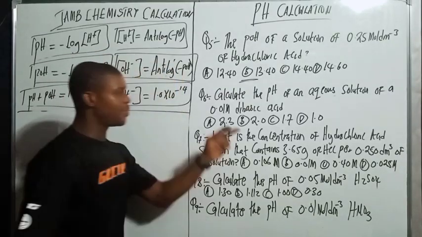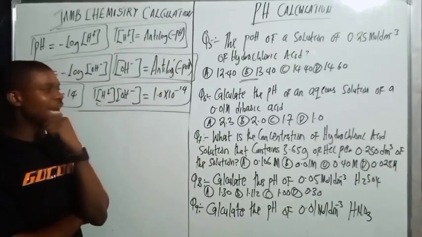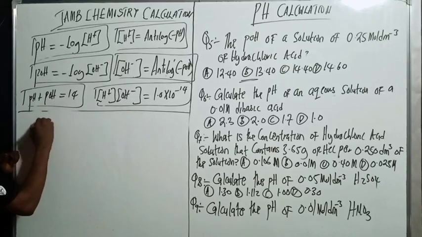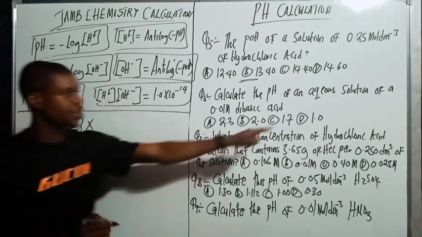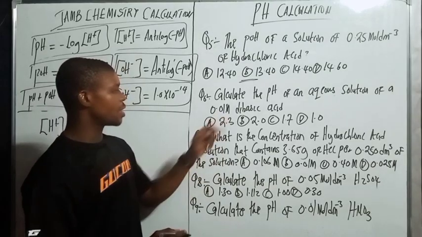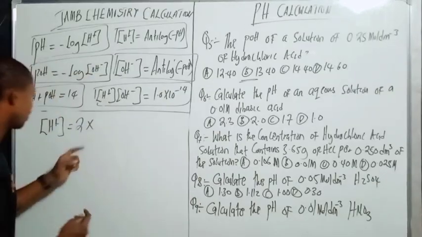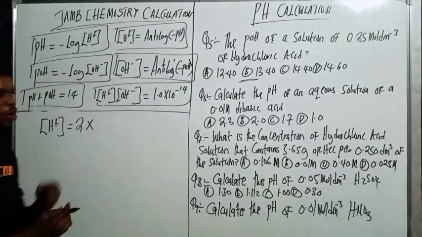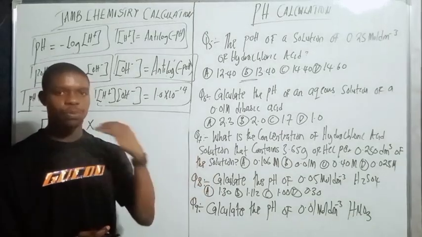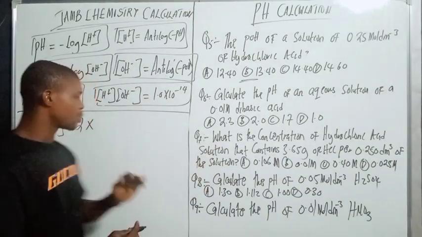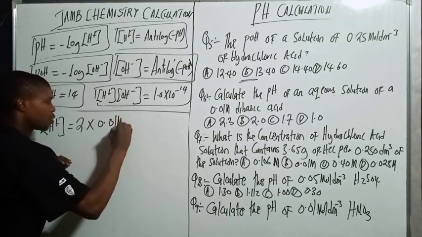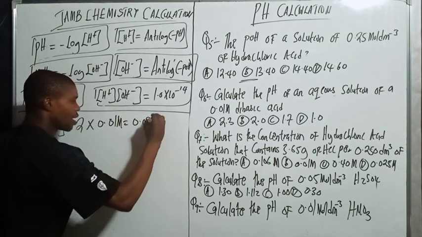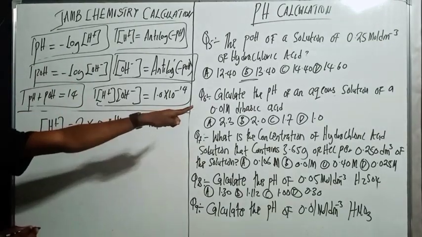So since we have a dibasic acid here, whenever you say dibasic acid, the H plus is going to be two times the concentration. Although the acid was not given to us, since it is a dibasic acid, you have to multiply the concentration: 0.01 molarity becomes 0.02 molarity, right? So they say calculate the pH.